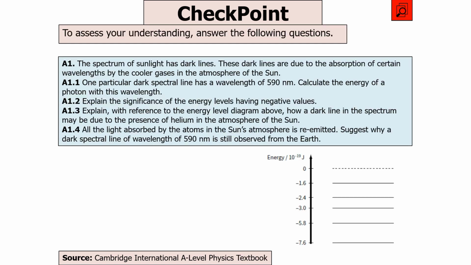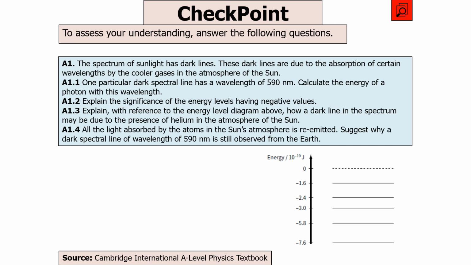The next question says, the spectrum of the sun has dark lines. These dark lines are due to the absorption of certain wavelengths by the cooler gases in the atmosphere of the sun. One particular dark spectral line has a wavelength of 510 nanometers. Calculate the energy of a photon with this wavelength.